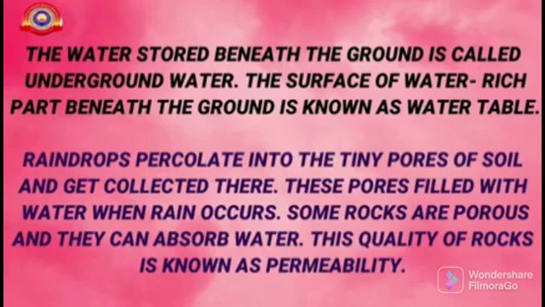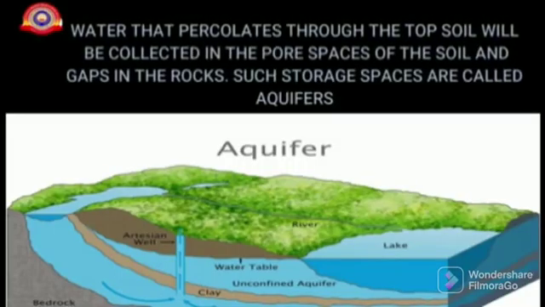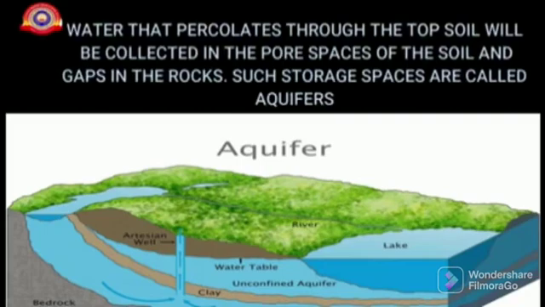Raindrops percolate into the tiny pores of soil and get collected there. These pores are filled with water when rain occurs. Some rocks are porous and they can absorb water. This quality of rocks is known as permeability. Water that percolates through the topsoil will be collected in the pore spaces of the soil and gaps in the rocks. Such storage spaces are called aquifers.